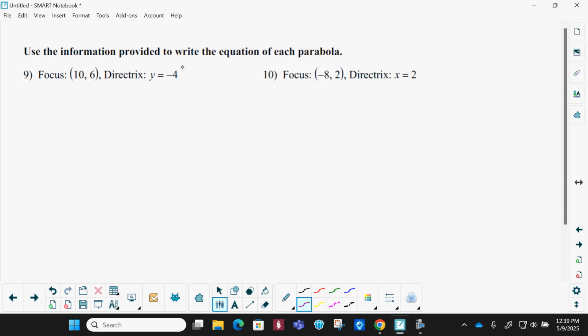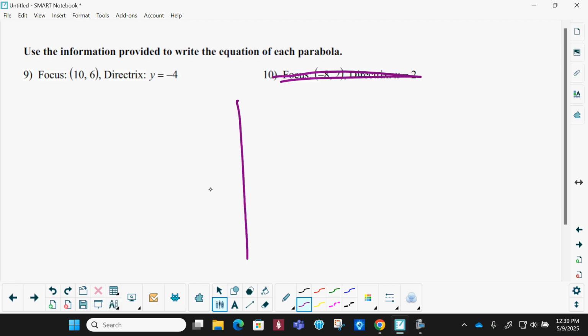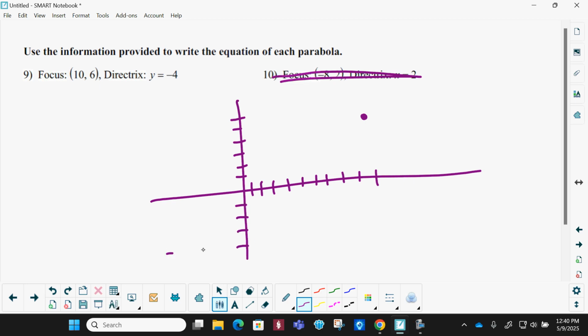Okay, write an equation. So we're going to graph. Okay, we're going to undo that. Okay, let's make it prettier again. Let's try it again. Okay, this is why I don't draw. 1, 2, 3, 4, 5, 6, 7, 8, 9, 10. 1, 2, 3, 4, 5, 6, 1, 2, 3, 4. Here's my directrix.